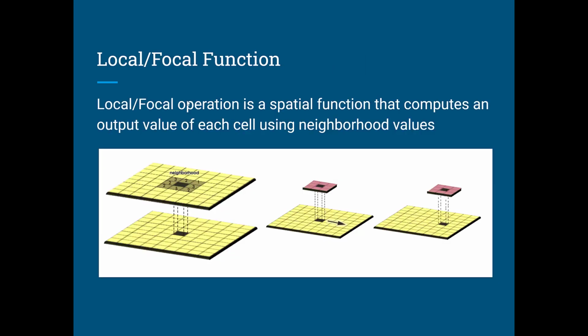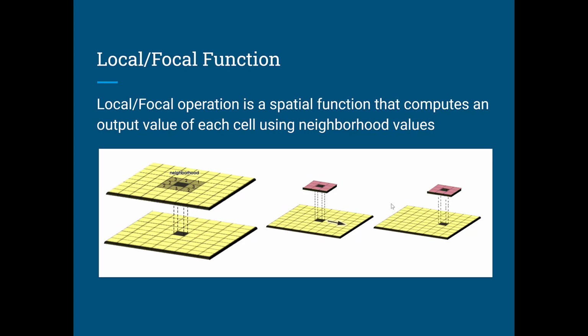Your local or focal function is a spatial function that computes an output value of each cell using the neighborhood values. So think about it as a moving window. This window is used to define your neighborhood, and at the center of that window is your target pixel. So I'm going to combine all the values covered by this window, calculate an average, for example, and assign a new value to this target pixel. Then I'm going to slide my window to the next pixel right here and do the same thing.